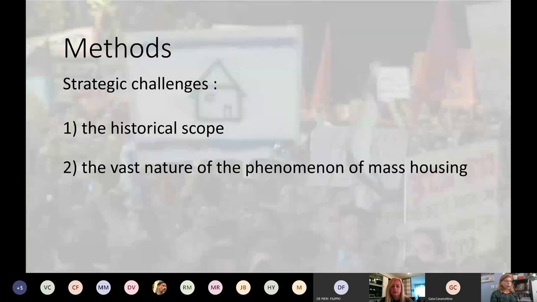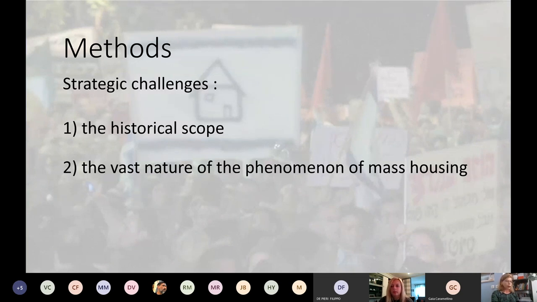So how do we identify what is important in the vast area of dwelling phenomena, some of them easily escaping us since they are not well archived?